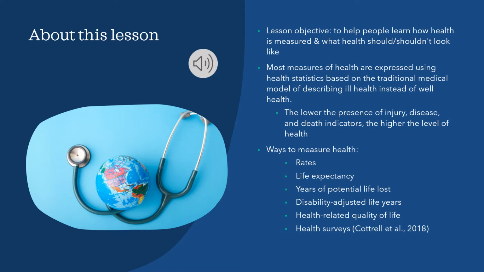A little bit about this lesson. Our lesson objective is to help people learn how health is measured and what health should or should not look like. Most measures of health are usually expressed using health statistics that are based on the traditional medical model of describing ill health instead of well health. So this means that basically the lower the presence of injury, disease, or death indicators, the higher your level of health is. And then a few ways to measure health are through rates, life expectancy, years of potential life lost, disability adjusted life years, health-related quality of life, and health surveys.